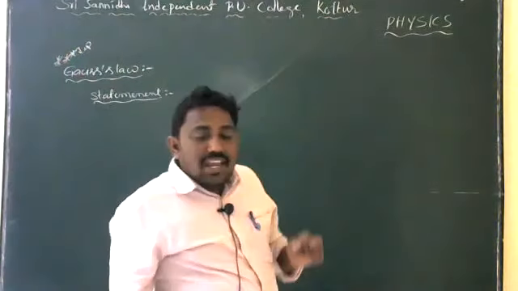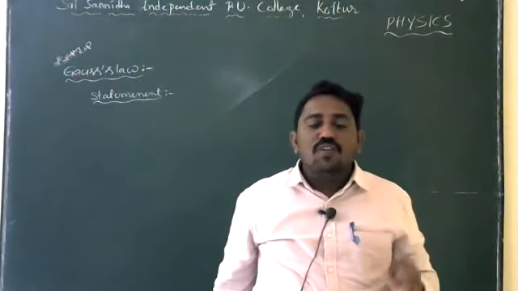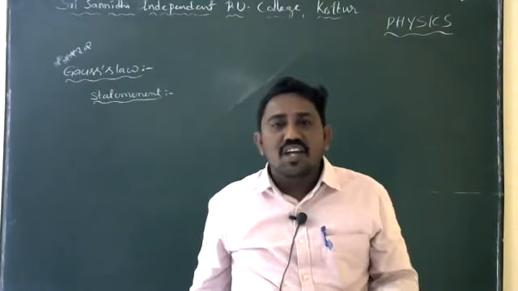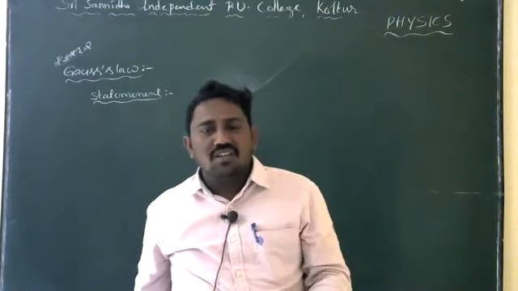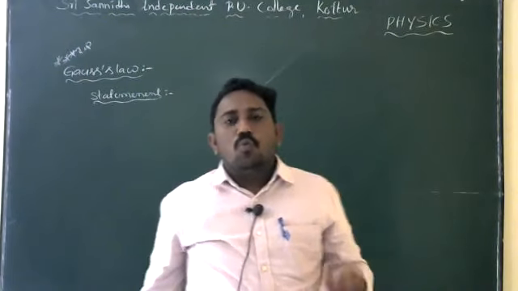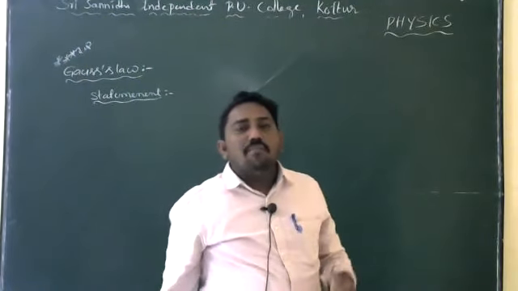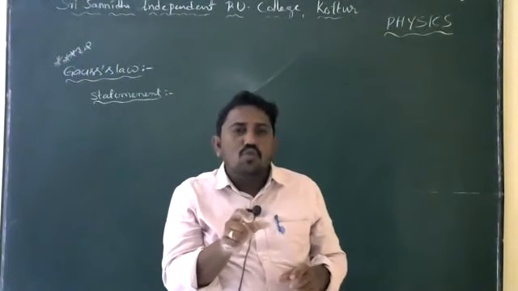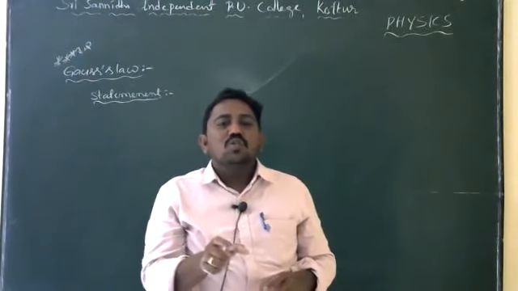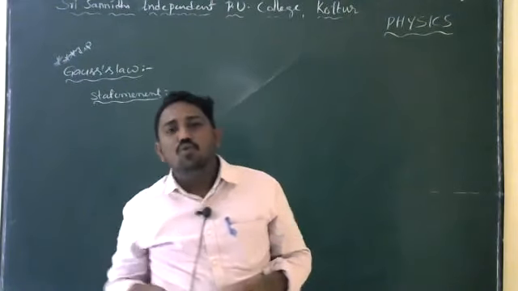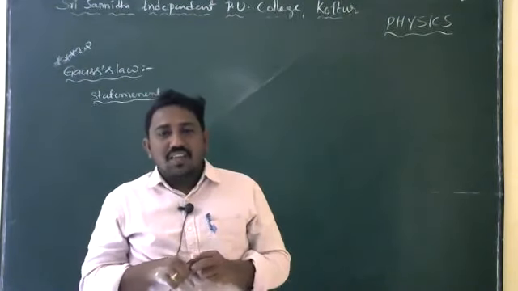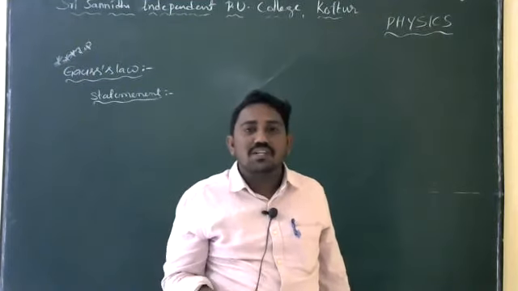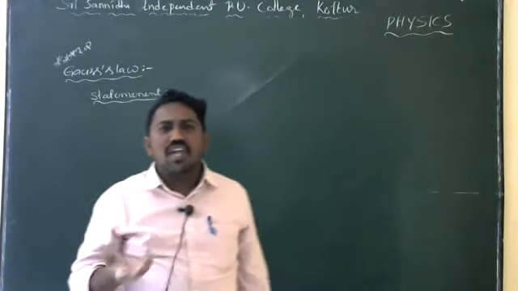The total electric flux, or the net electric flux, passing through any closed surface, that is a 3D surface, enclosing charge is equal to 1 by epsilon naught times the magnitude of the charge enclosed. Here epsilon naught means free space medium. Okay. The closed surface is placed in vacuum or free space. We know that free space means air or vacuum.